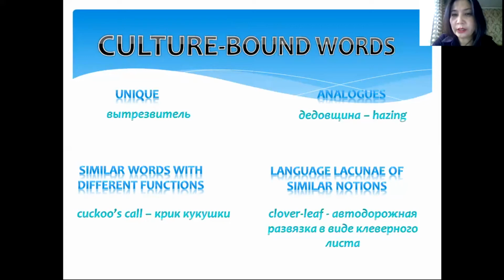The next type is language lacuna or similar notions. Here we say about the same notions, the similar notions, but with different representations. For example, the clover leaf will be translated as дорожная развязка в виде клеверного листа.